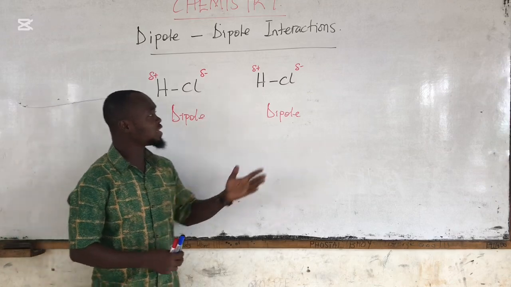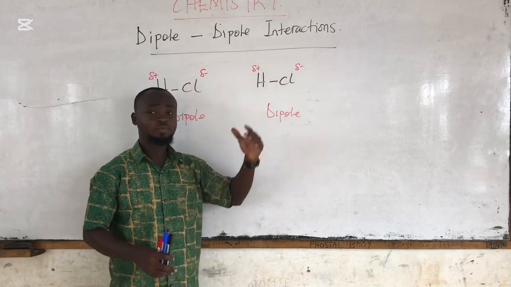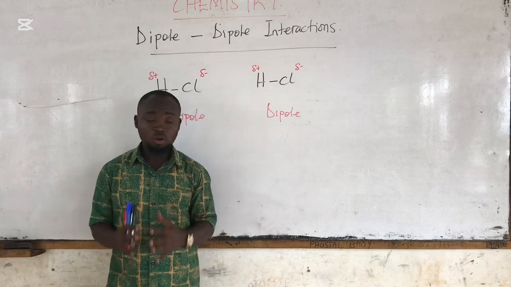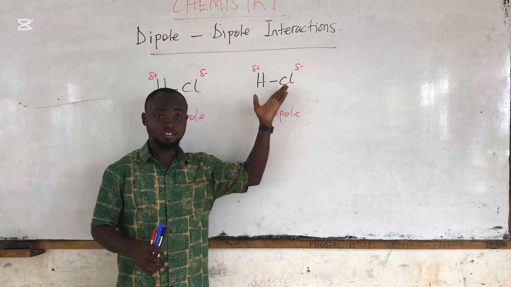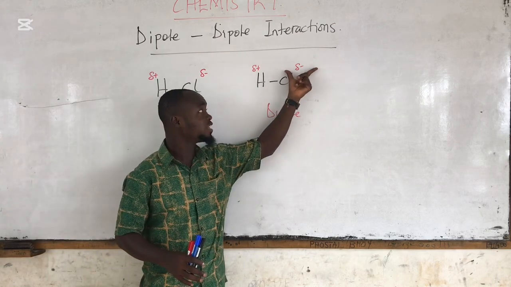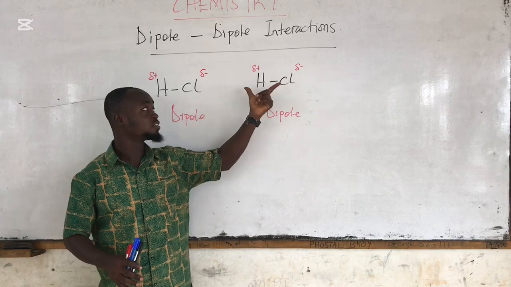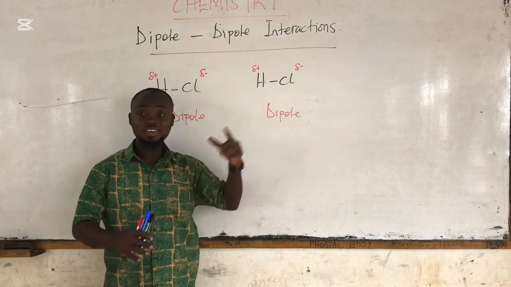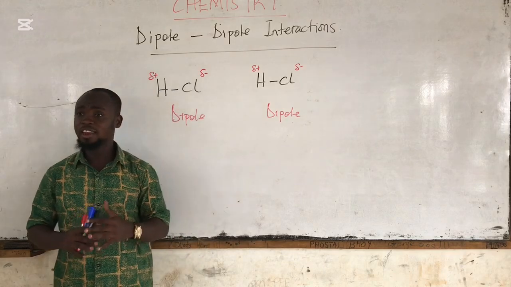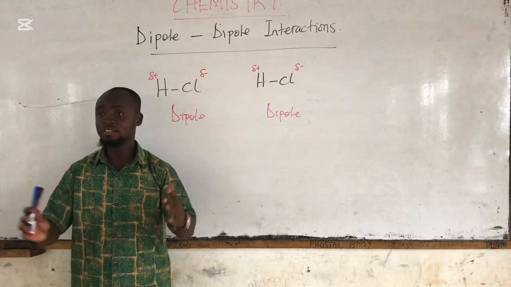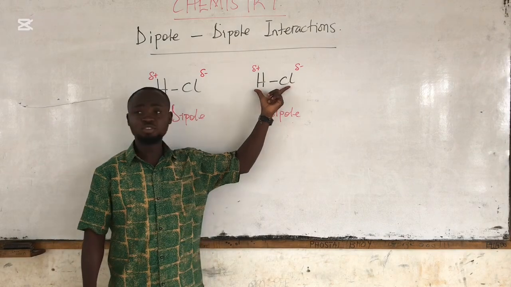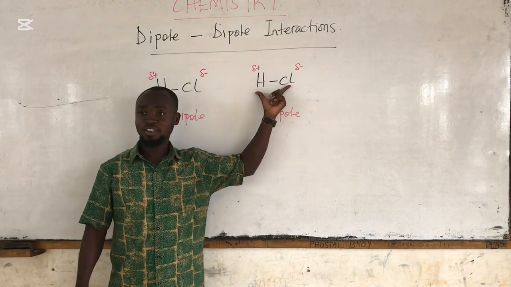The dipole that arises in this HCl is permanent. It does not change because of the electronegativity differences, which bring about the partial negative and partial positive charges on the atoms involved in a bond. So this is a permanent dipole. The dipole here does not change. It is always the same, and it arises due to the polarity introduced in a covalent bond here.